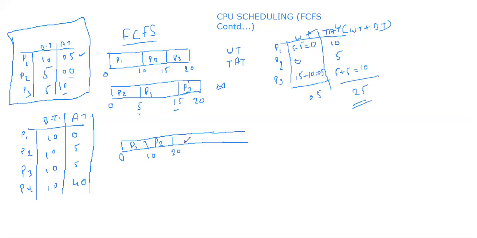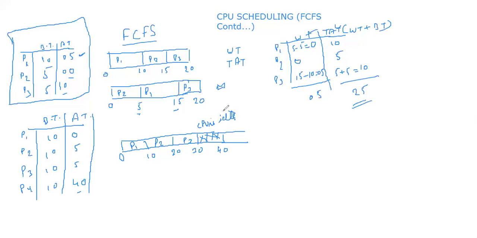Then definitely at 20 again, I need to cross check since there is only one process, that is P3. So P3 got a chance for execution until 30 units of time. Now at 30 units of time, no process has arrived, and up to 40, my CPU is idle.